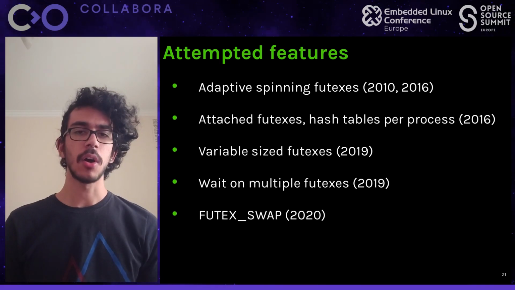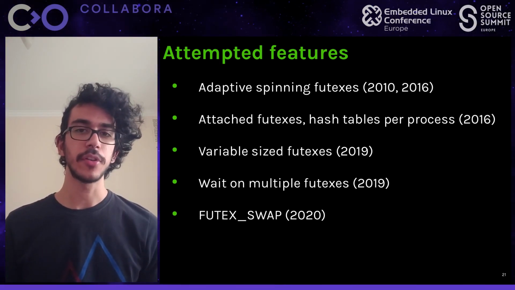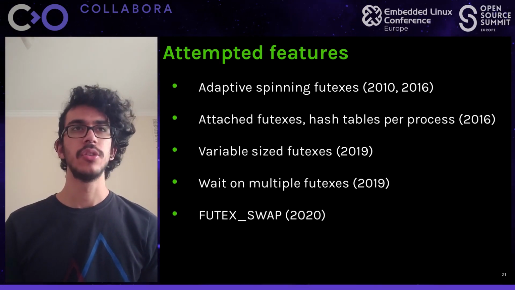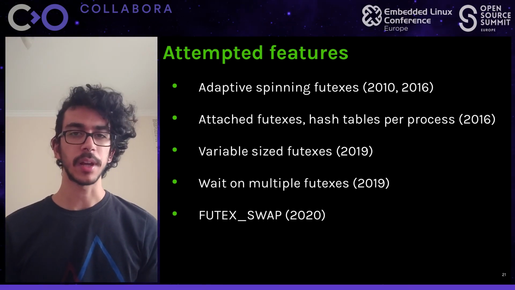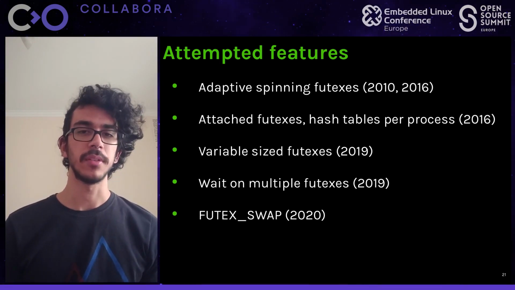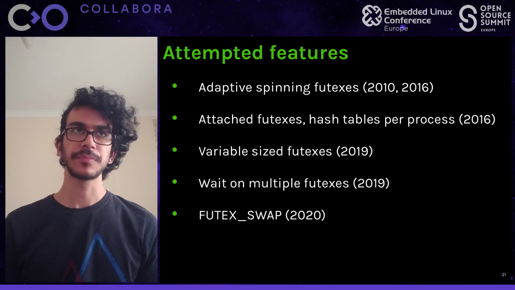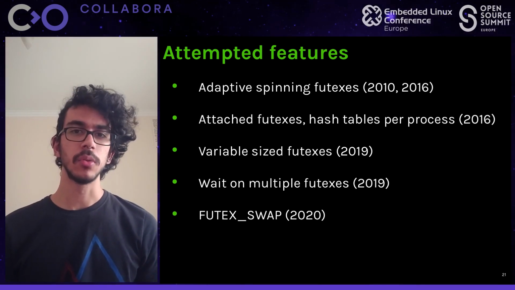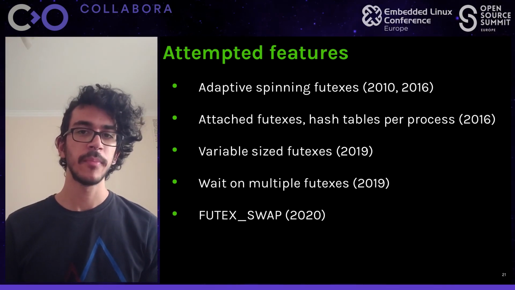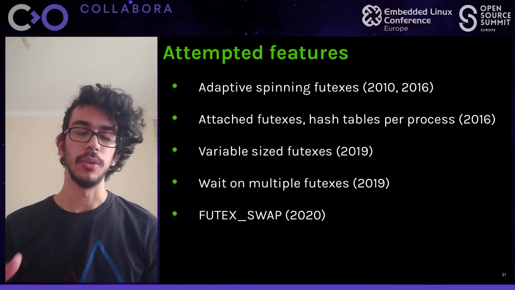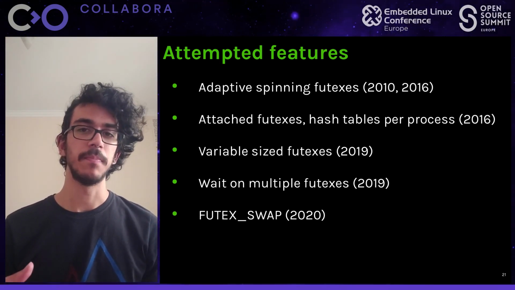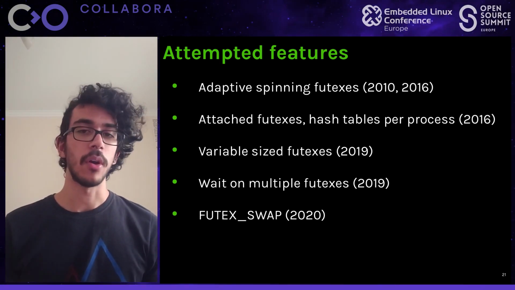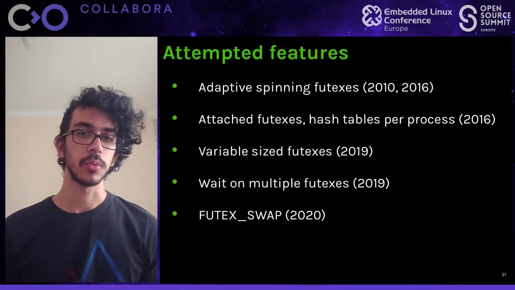So here is a list of a lot of attempted features that we got over these years that weren't merged. The first one is adaptive spinning Futexes. We got 2 takes, one in 2010, another one in 2016. The idea here is that if the kernel knows that the lock owner is running, maybe it's not worth it for the waiter to sleep. Maybe it's worth just spinning, so you can avoid the overhead of sleeping and the context switch.